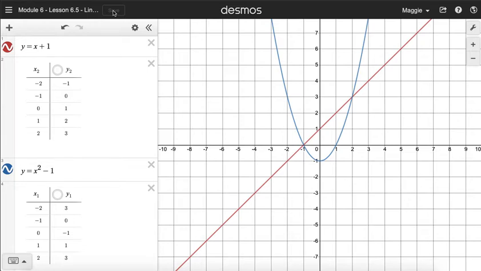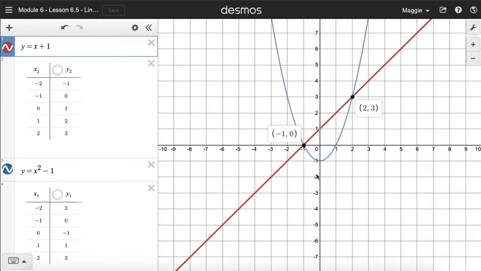We are going to start off very first with a parabola and a line. A parabola is this blue shaped graph. It's this one that I'm going to now highlight. And the line is obviously the red one. As we look at these, we can see that they intersect in two places. We can mark those intersection points at -1, 0 and 2, 3.